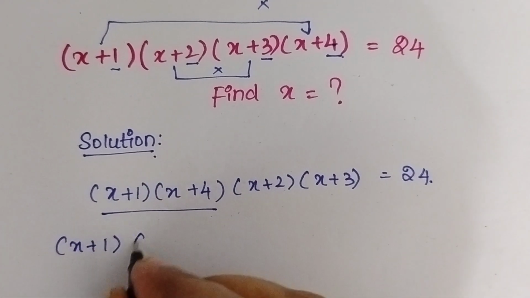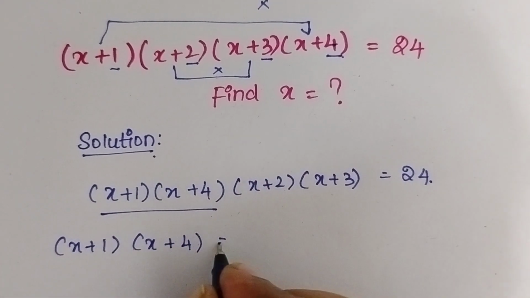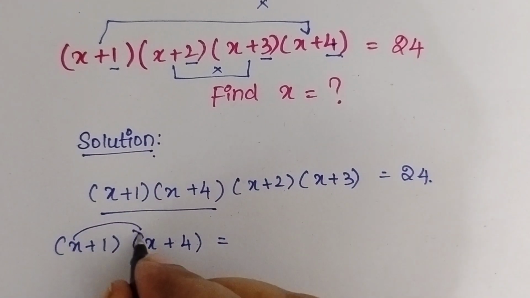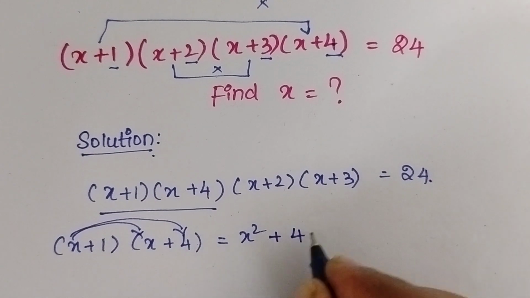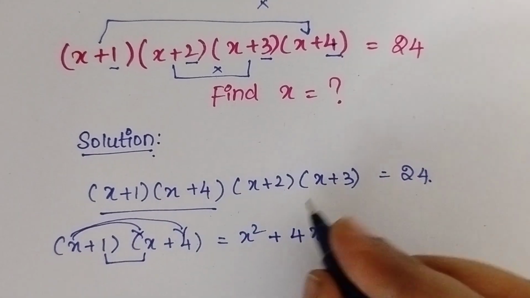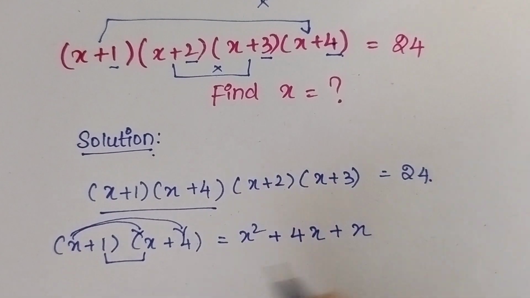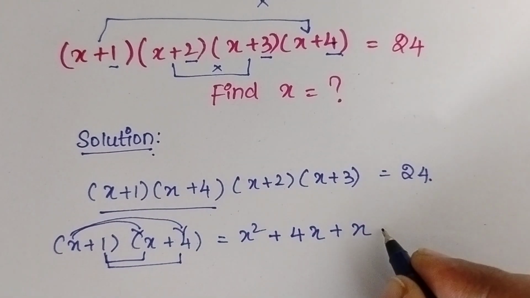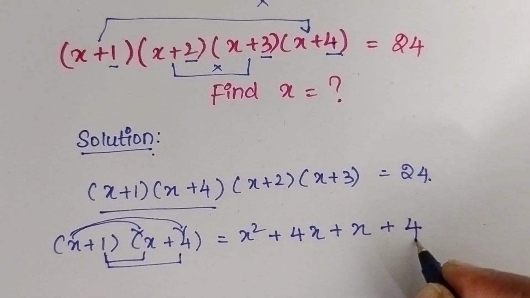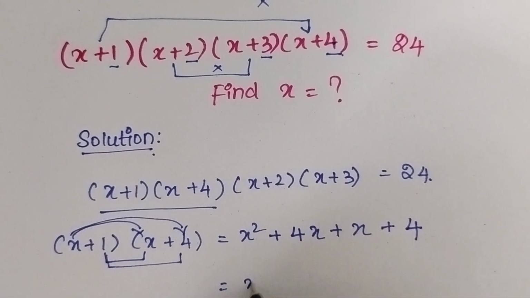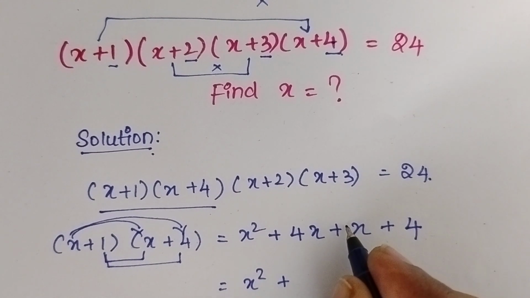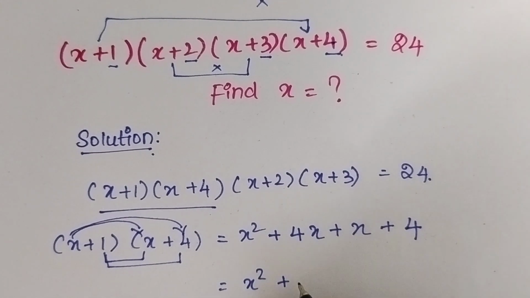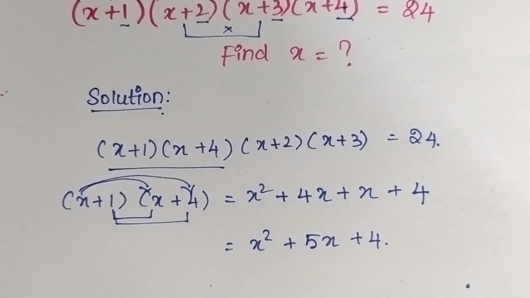x plus 1 into x plus 4, which is equal to x into x, x squared, x into 4, 4x, plus 1 into x, x, and 1 into 4, 4. So which is equal to x squared plus 4x plus x. Let's imagine there is a 1 here, so 4 plus 1, 5. So 5x plus 4. Let's keep this equation as it is.